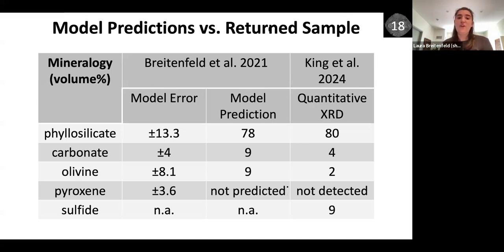We did find from the carbonate and the olivine models that we over-predicted those abundances. But luckily, we did find that the phyllosilicate prediction of 78 volume percent is very aligned with the quantitative XRD data of 80 volume percent from the returned sample.